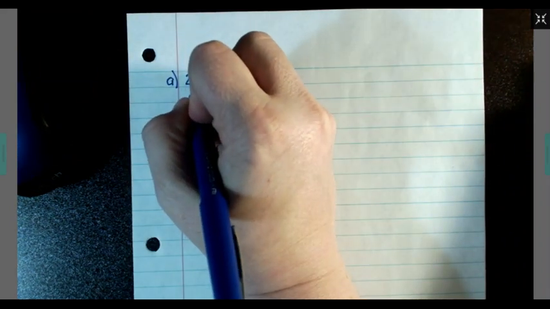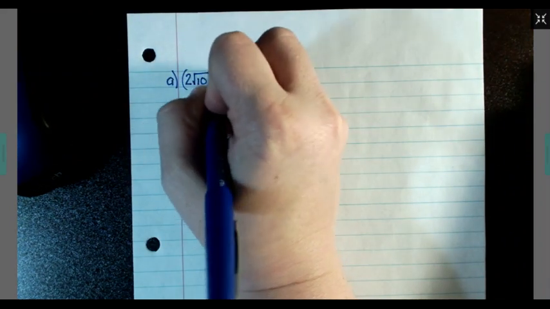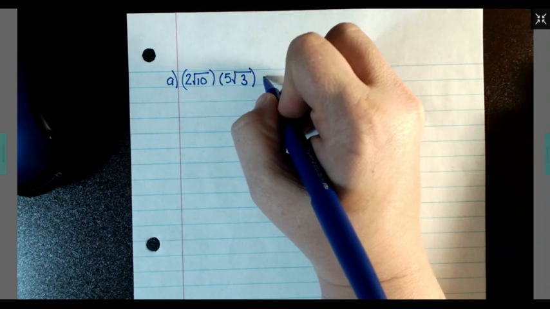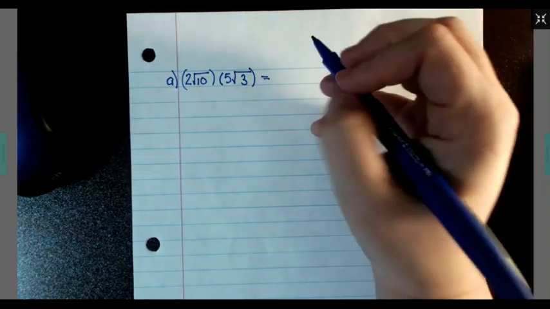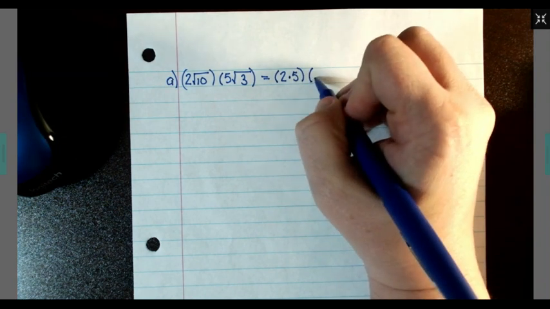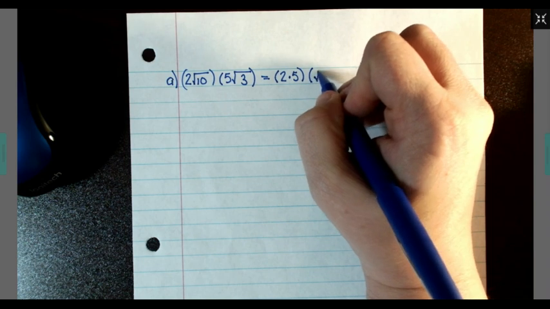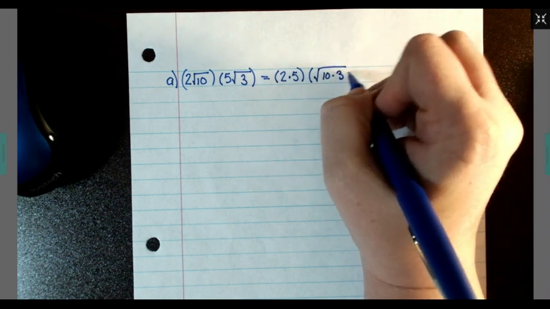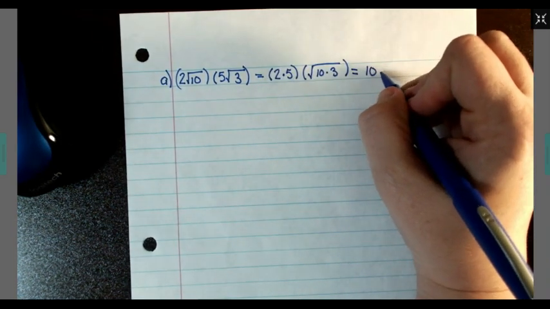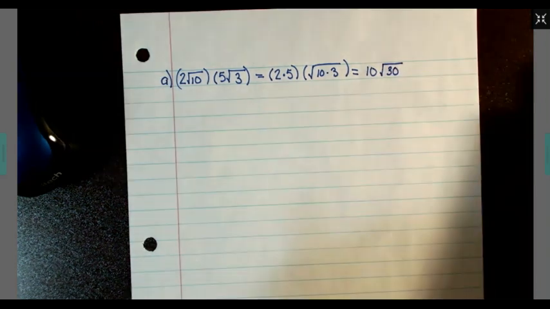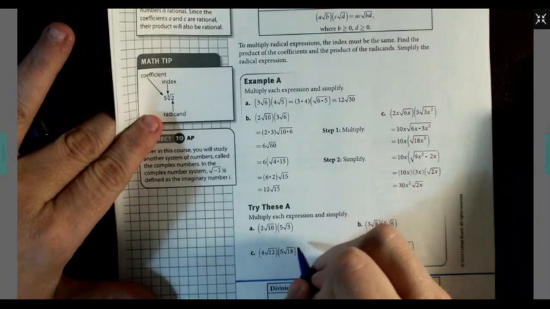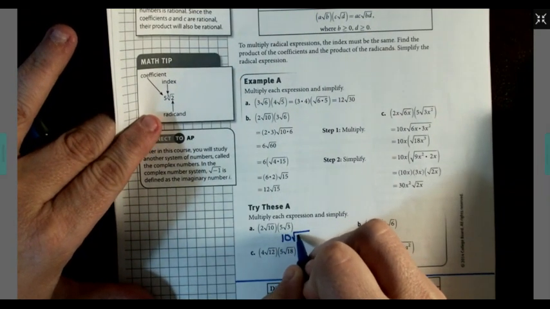We have 2 square root of 10 times 5 square root of 3. We're going to take our coefficients. So that's 2 times 5. Then we're going to take our radicals, which would be 10 times 3. This is going to be 10. This is going to be radical 30. 30 will not simplify. So my answer here is 10 radical 30.